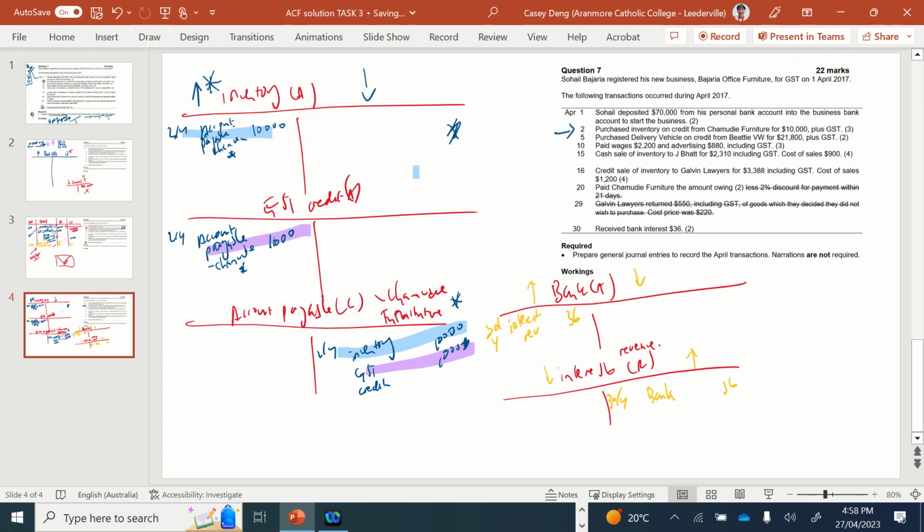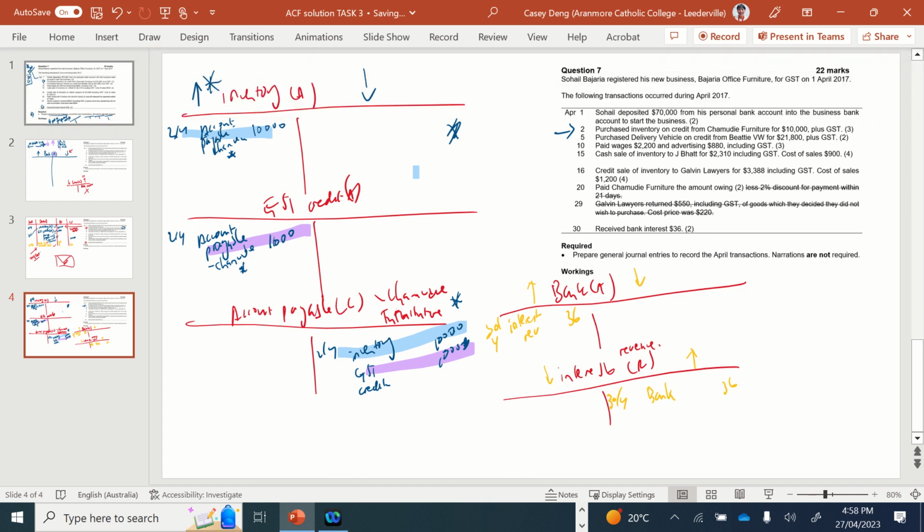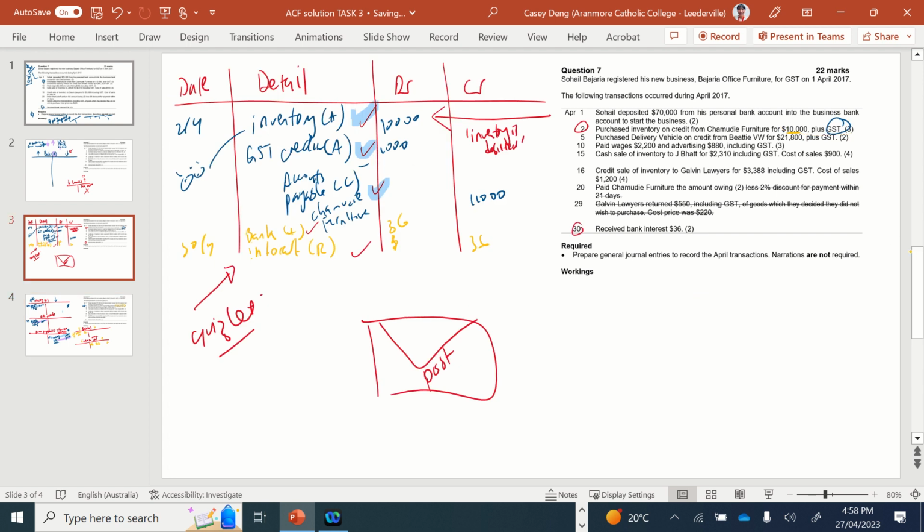Another thing to remember, inventory, some students get this wrong, when we purchase inventory it is not $11,000. It's $10,000 because 1,000 is GST. Make sure you know the difference between accounts payable and accounts receivable on credit, as well as GST credit, GST payable. The difference between interest expense, interest revenue, and also with sales, really importantly, cost of sales. Okay, so all of this can be found on your Quizlet.